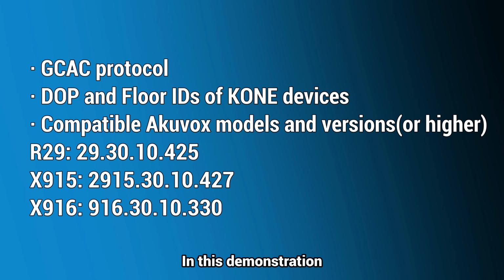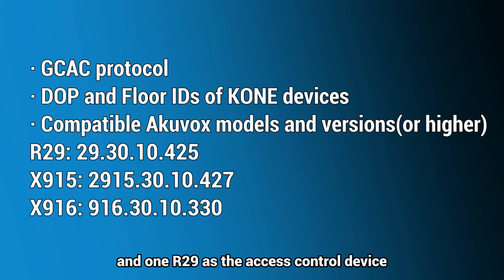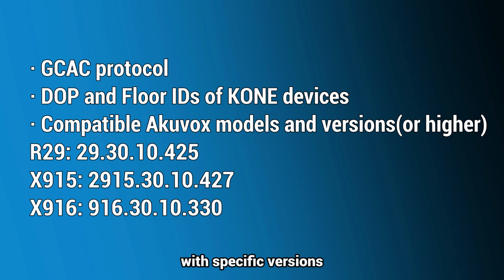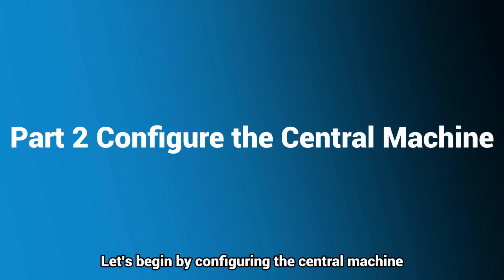In this demonstration, we will use one X915 as the central machine, which communicates with the KONE system, and one R29 as the access control device. Apart from R29, X915 and X916, with specific versions, can also work as the central machine. Let's begin by configuring the central machine.